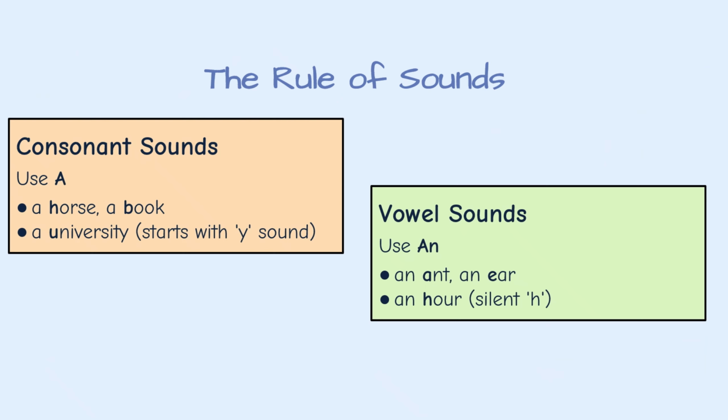An important concept for the articles is consonant sounds and vowel sounds. You're going to use a for consonant sounds while you're going to use an for vowel sounds. Now look at the examples shown on the screen. A horse, a book, a university. For vowel sounds, the examples are an ant, an ear, an hour. In short, look at the starting sound of the word and decide whether to use a or an.